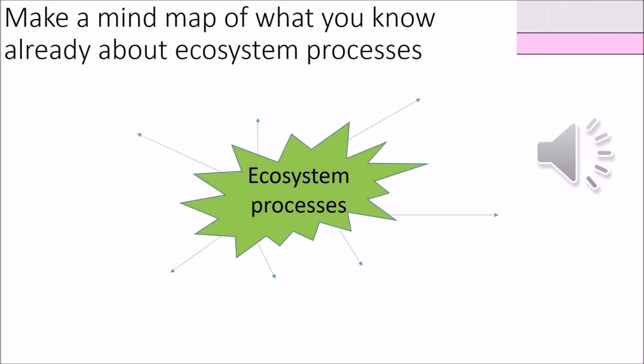So now we're going to do something slightly different. Instead of a rag sheet, we are going to make a mind map about everything we already know about ecosystems and ecosystem processes. Then at the very end of this topic, in a few weeks' time, we'll make another mind map and compare our mind map at the end with our mind map at the start, and we can see how much we've learned.